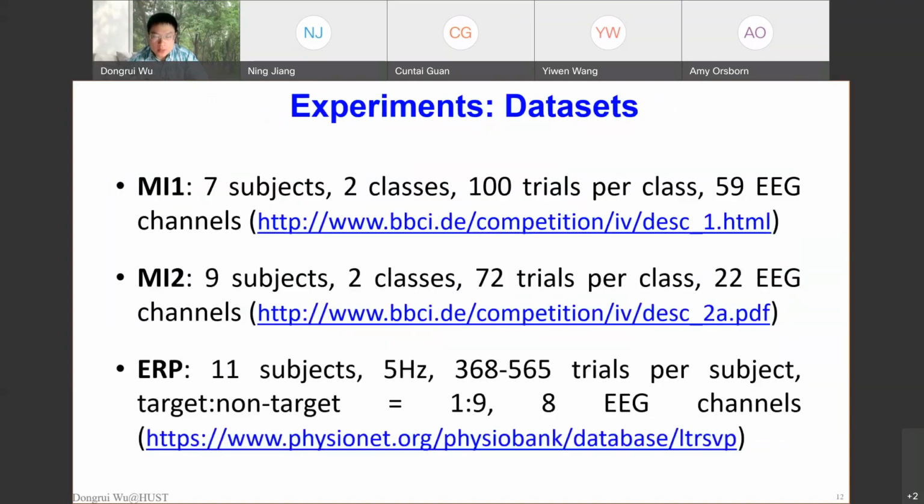Next, we performed experiments to verify the effectiveness of EA. We used 2 motor imagery datasets and 1 ERP dataset. Actually, I think one of the datasets was also used in the feature-based talk.